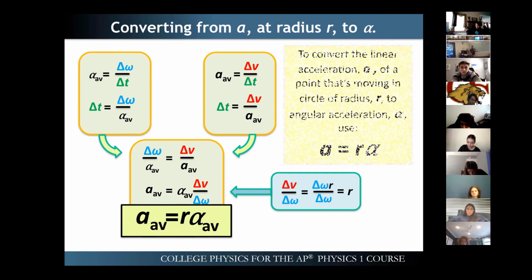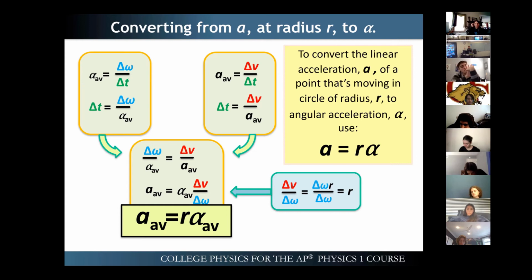Again, just to sum it up, to convert linear acceleration of a point that's moving in a circle of radius r to angular acceleration alpha, use a equals radius times alpha. So you can use that relationship to convert a to alpha or from alpha to a. You can go back and forth from linear to angular using the radius.